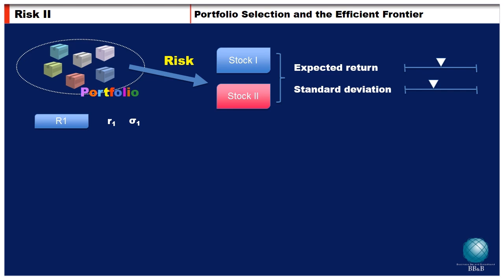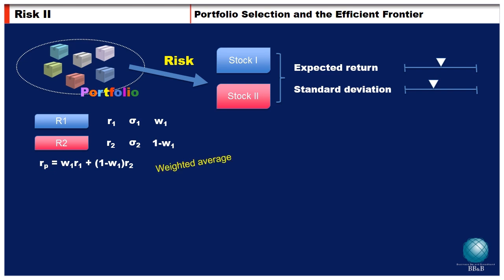Let the return on asset 1 be R1, with expected return E(R1) and specific risk sigma 1. The return on asset 2 is R2, with expected return E(R2) and specific risk sigma 2. Suppose a proportion, W1, of a portfolio's value is invested in asset 1, and the remainder, 1 minus W1, is invested in asset 2. The formula to calculate the portfolio's return looks like this. This formula shows that the portfolio's expected return is simply the weighted average of the individual assets' expected return.